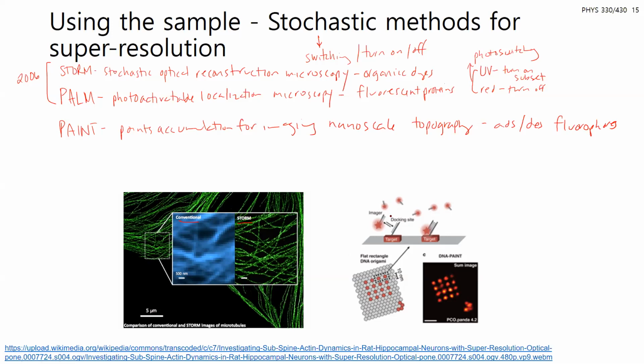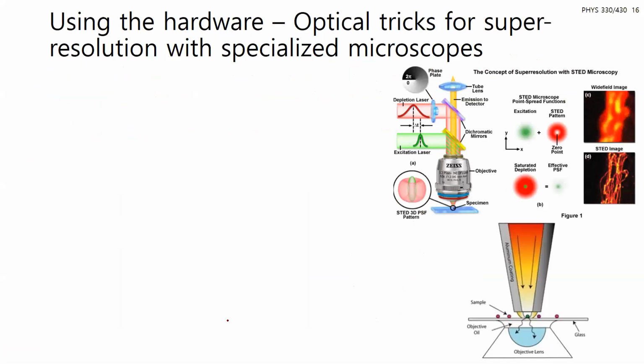While here PAINT is used, most commonly you'll see DNA PAINT, where you use complementary strands of DNA, where you can see there's a target that's decorated with DNA, and then you have fluorescently labeled DNA that will come absorb and desorb, and you can build up images where this is used with DNA origami. So that's the most common application that you'll see with PAINT.